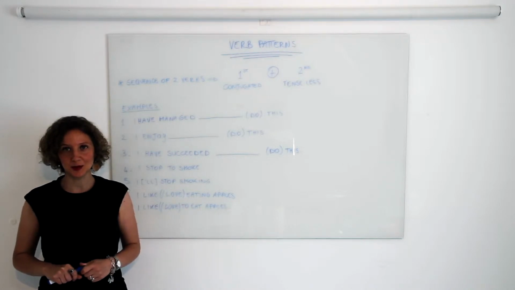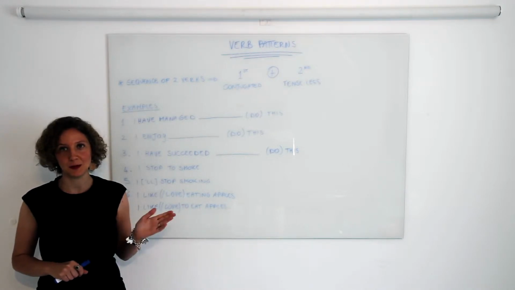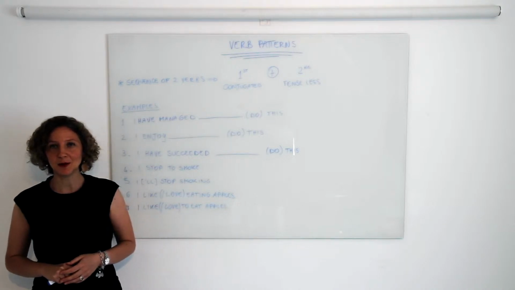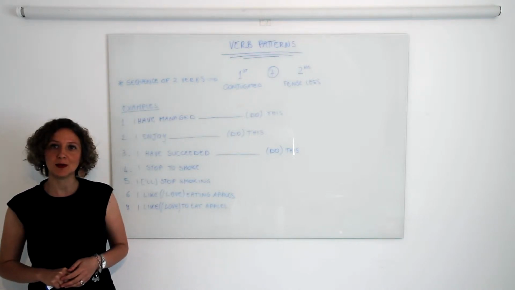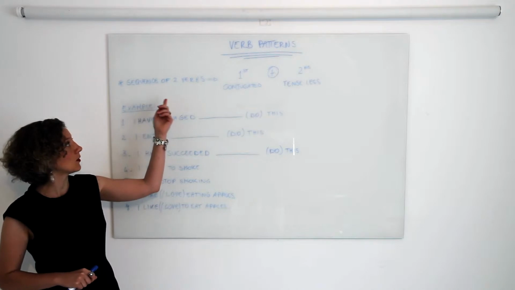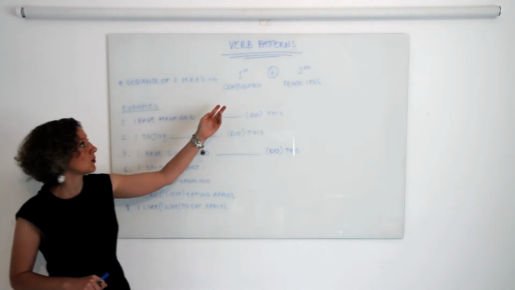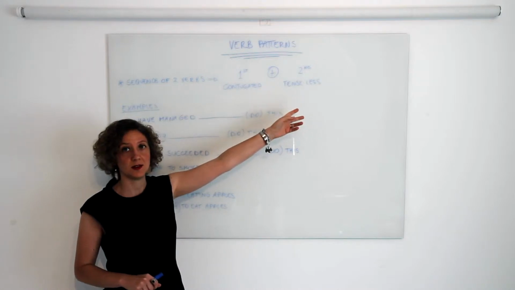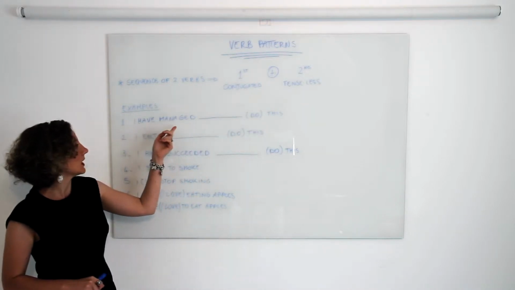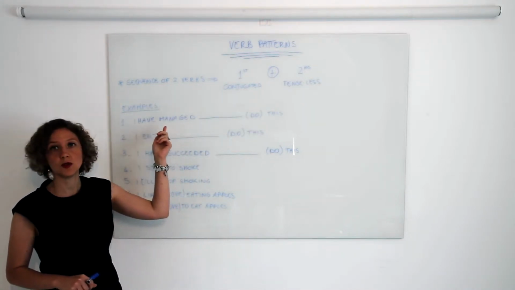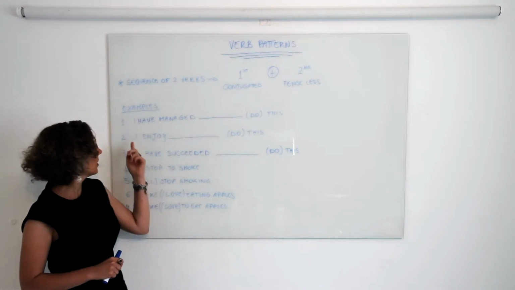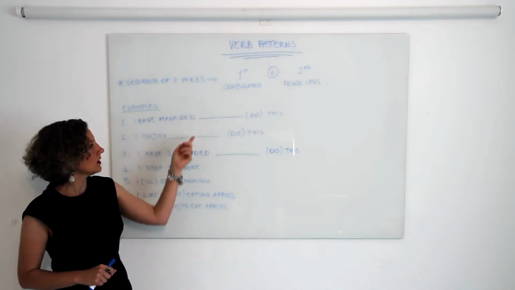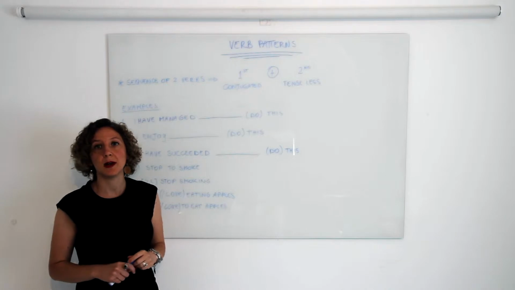Today I'm going to introduce you to the use of verb patterns. Now, in the first place, what are verb patterns? They are sequences of two verbs, the first one being conjugated and the second one being tenseless. For example, I have managed, which is the conjugated one in the present perfect, or I enjoy. They are both gonna be followed by a verb.